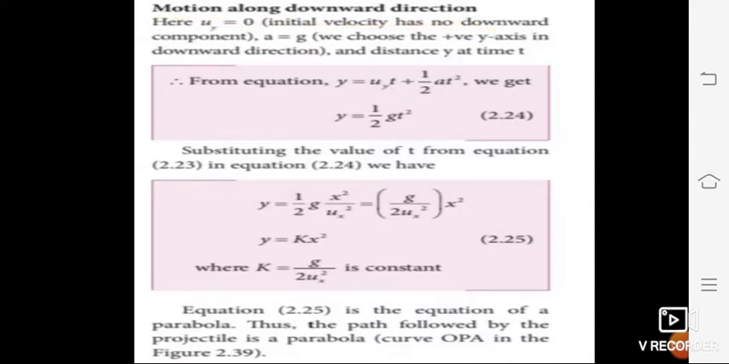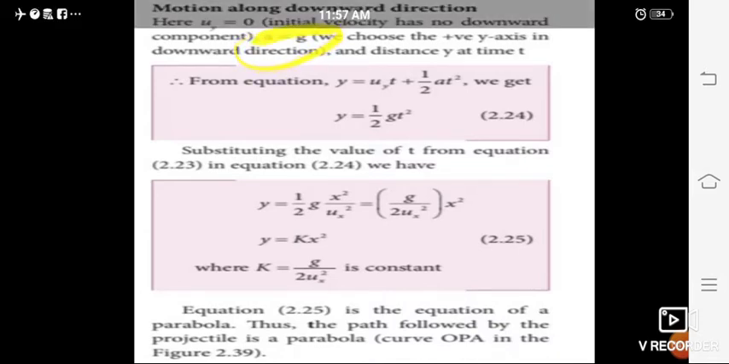Motion along the downward direction: here uy is equal to 0. So the velocity along the y direction, the initial velocity along the downward direction, is 0. Here this object is accelerated due to the acceleration due to gravity, so we can take the acceleration of the particle a is equal to g.